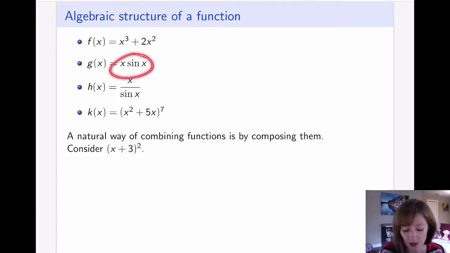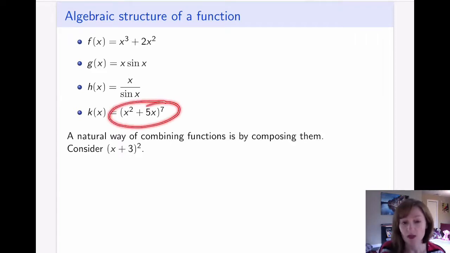The second function here is, of course, a product, and therefore, if I were to take a derivative of it, I would have to apply the product rule. This next one is a quotient, which will then call for quotient rule. And what about this last one? So inside of the seventh power, it's a sum, but outside here, it's the power.